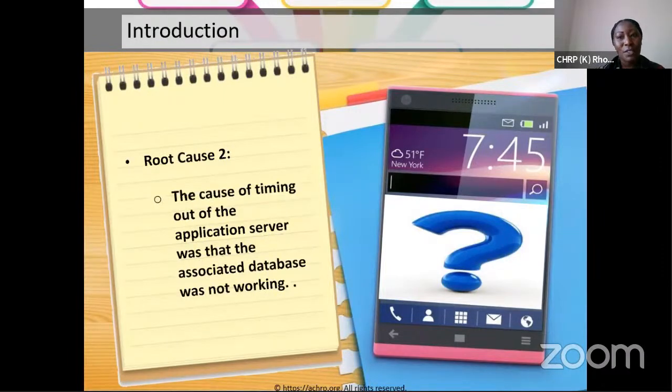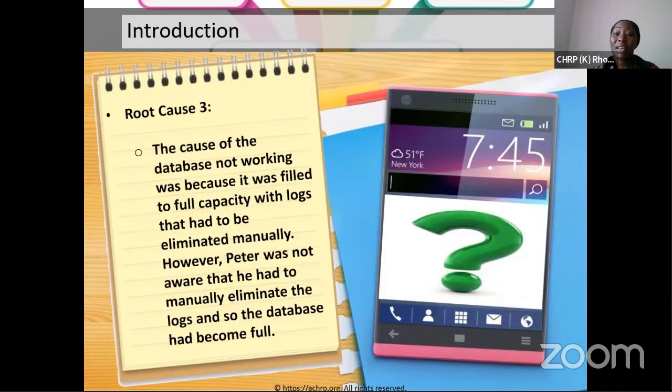And then we go to the next question. Why was the associated database not working? The root cause, number 3, was that the database was filled to full capacity with logs that had to be eliminated manually. These logs, we realized, had to be eliminated manually.